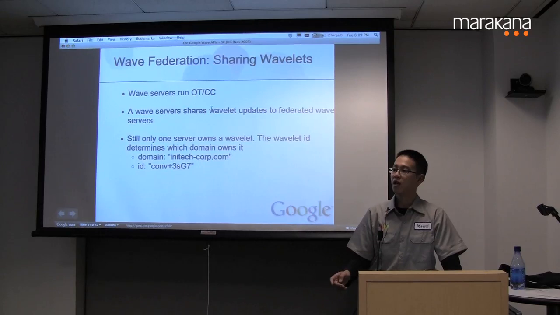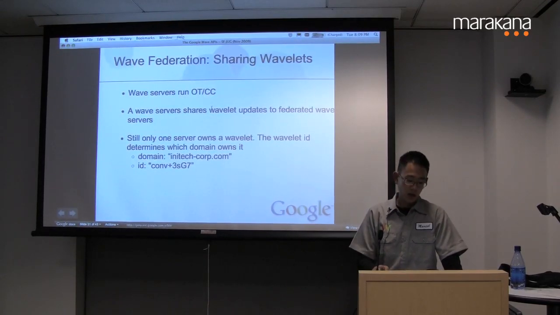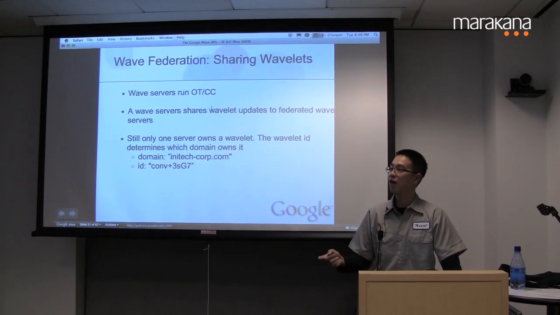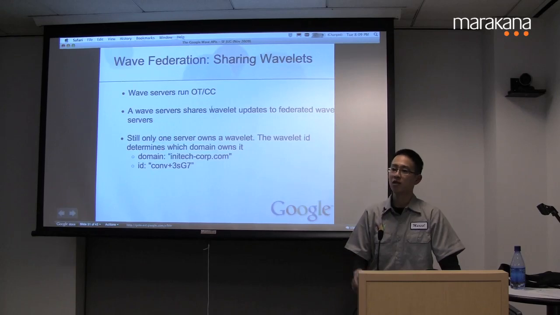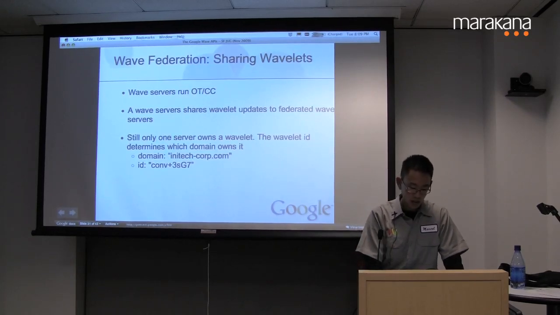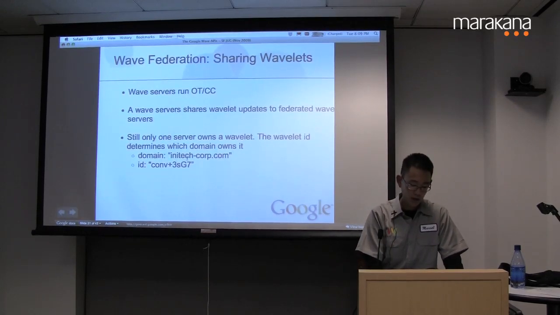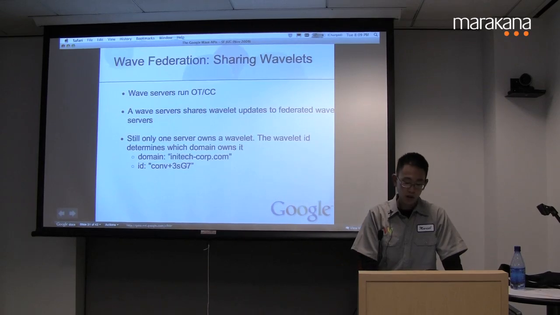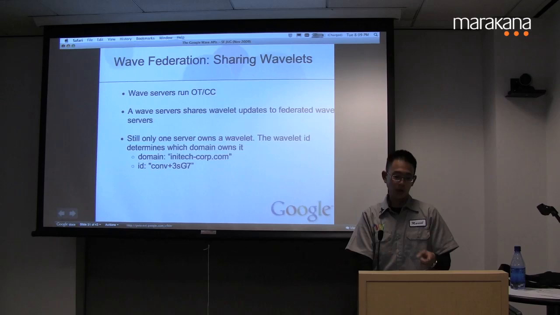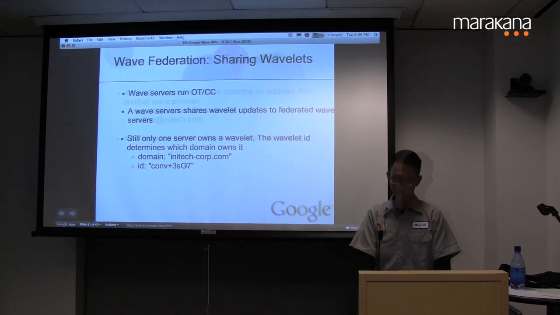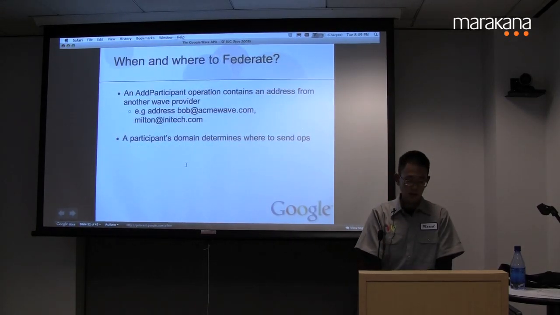So the wave ID and the wavelet ID consist of two parts. The first part is the domain, and the second part is the unique identifier. And the domain here determines which wave server actually owns this wavelet. So in this case, if I have a wavelet ID of initechcorp.com and then a unique identifier of conf+3sg7, that means if there's any update to this wave, it has to be sent to the initechcorp.com wave server.